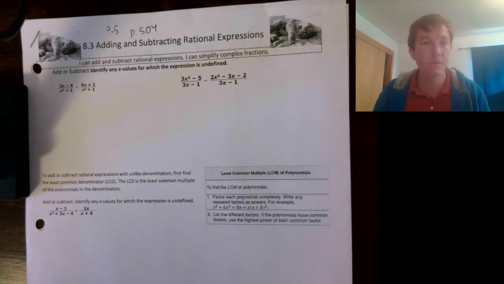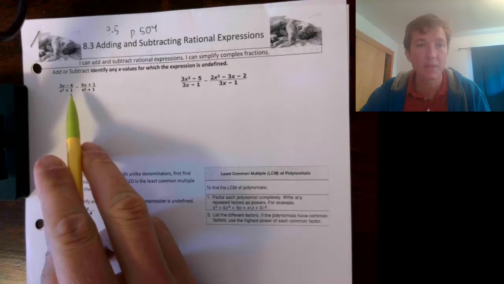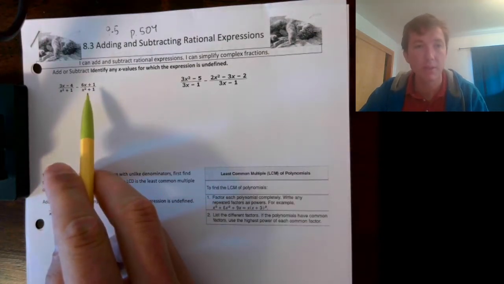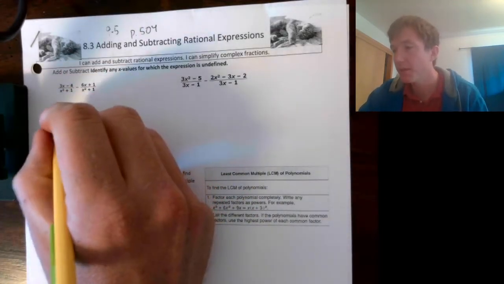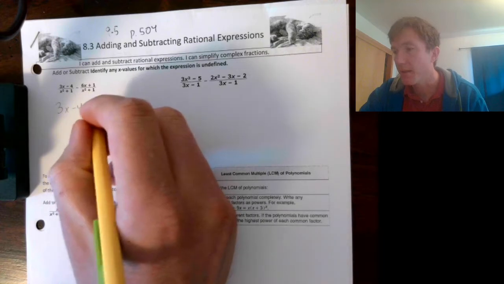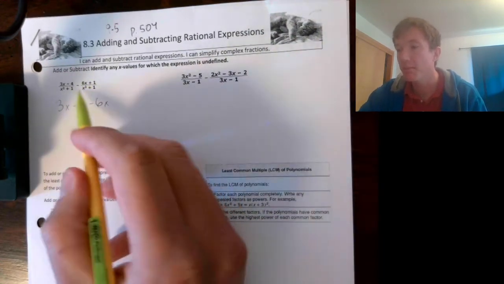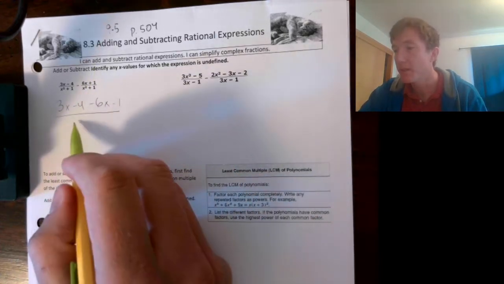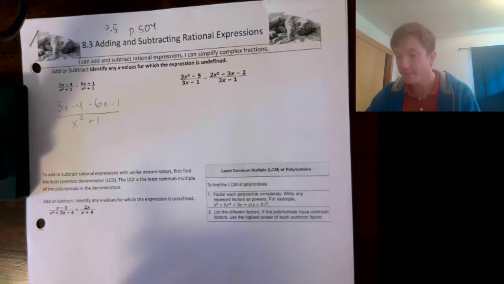We'll start with this first one. These already have common denominators. This is 3x minus 4 over x squared plus 1 minus 6x plus 1 over x squared plus 1. Since they already have those common denominators, we can just subtract the top here. When you do minus 6x plus 1, remember that the minus distributes, so it'll be 6x minus 1. And since we have that common denominator, we can combine those terms there.